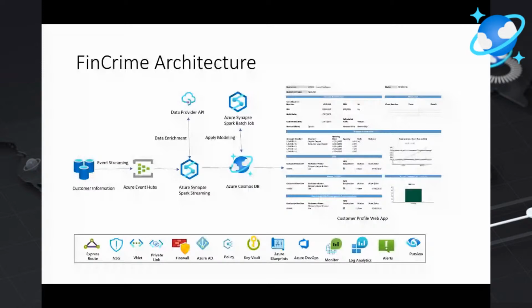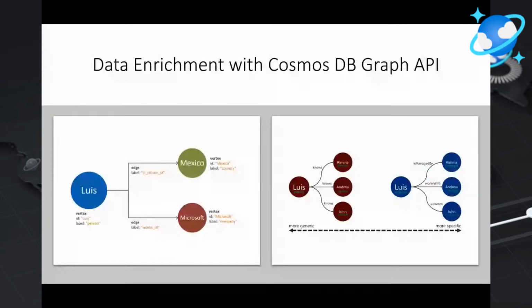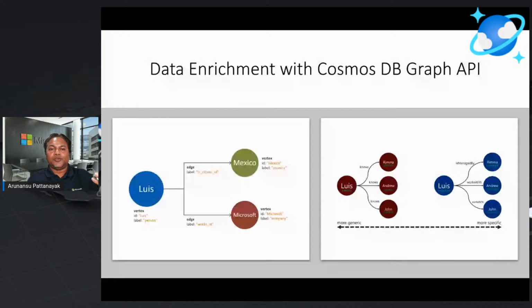On top of that, Cosmos DB has a Graph API called Gremlin. So you can get a customer entity and represent it as a node, and then, for example, I have an image here. So Louis is a customer. You can find out through social media or other resources where you have access to data, and know that, okay, Louis is from Mexico, Louis works at Microsoft, and you can represent this as a graph in Cosmos DB.